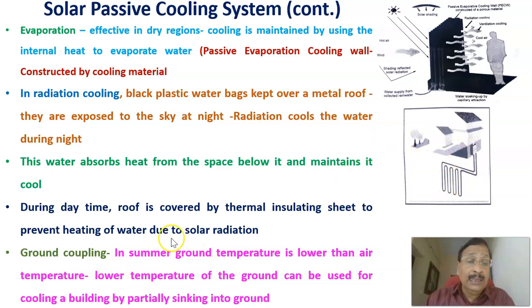Using ground coupling, in summer the ground temperature is lower than the air temperature. The lower temperature of the ground can be used for cooling the building by partially sinking it into the ground. Because the summer ground temperature will be lower than the air temperature, we use that advantage. That is called the ground coupling method of cooling the space.